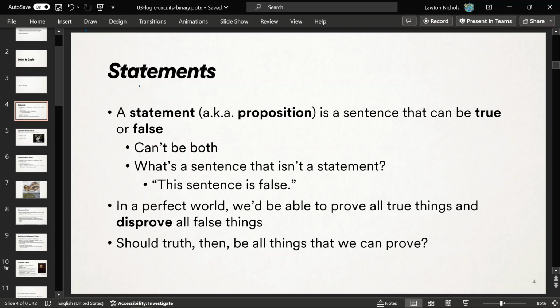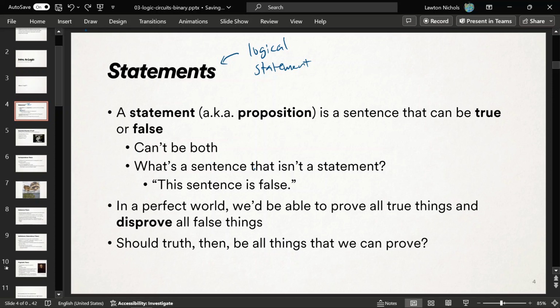So let's talk about statements. Statements are propositions; those are synonyms. A statement or a proposition, I'll probably say proposition more, is a sentence, something you can type out or write or say, that can be true or false. Something that is either true or false is a proposition or a statement. It can't be both. When I say statement, I mean it's short for logical statement, because we're talking about logic today. So a statement is a sentence that can be true or false, but it can't be both. It's got to be one or the other.